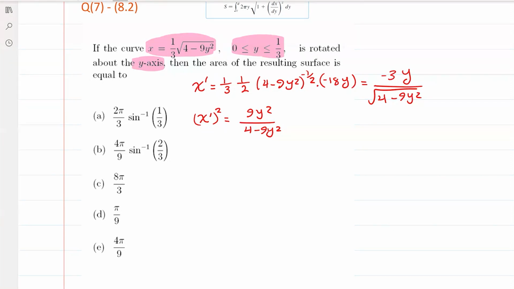If I want to go to the question, what is the surface area? Let me change the color. So S will be the integral from 0 to 1/3 of 2 pi. Should I put y or the value of y? Y itself, exactly, times the root of 1 plus the derivative squared, 9y squared over 4 minus 9y squared. Like this, right?